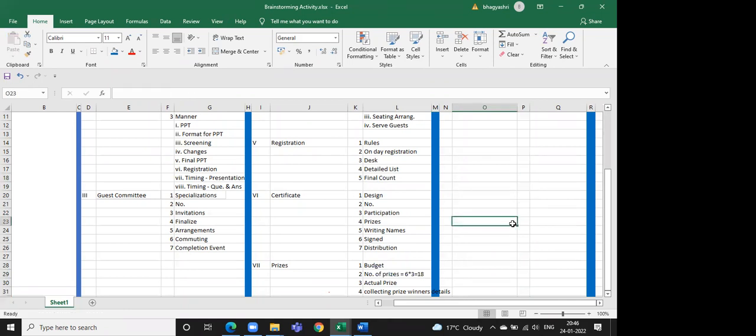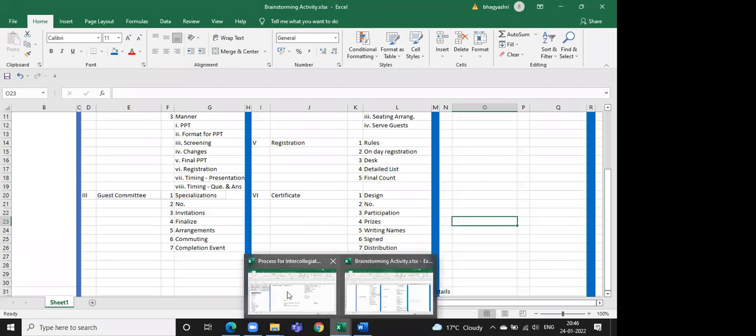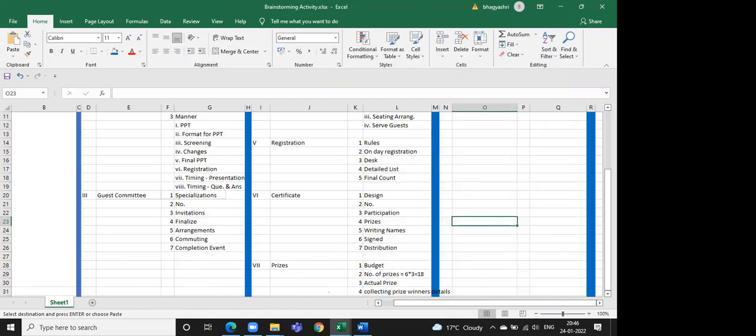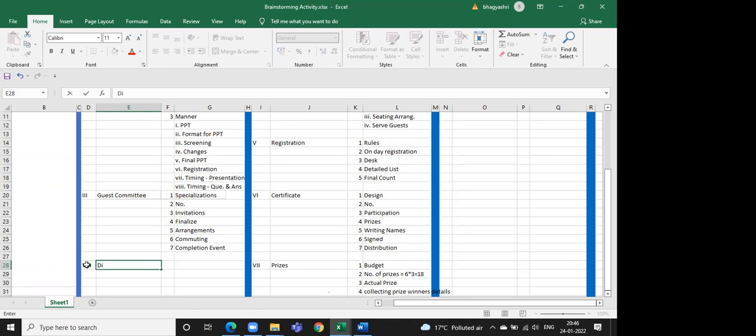Okay, so 7 committees up till now. Then let us go back to our discussion sheet, what we looked into one by one. Security. Instead of security, can we call this the discipline committee? Do you all agree? So that's where we are having this committee number 8. Discipline and security.